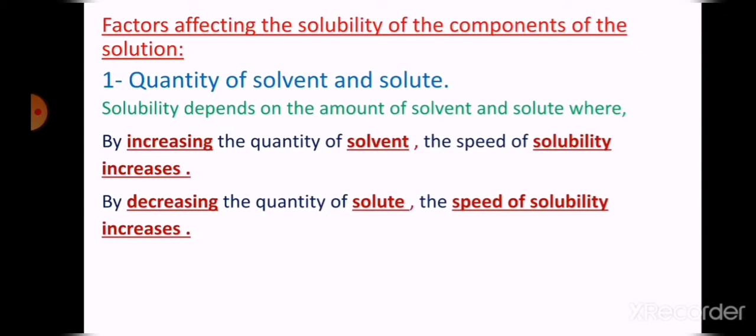Now we will talk about the factors affecting the solubility of the components of the solutions. Number one is the quantity of the solvent and solute. The quantity means the amount of solvent and solute. The solubility depends on the amount of solvent and solute.